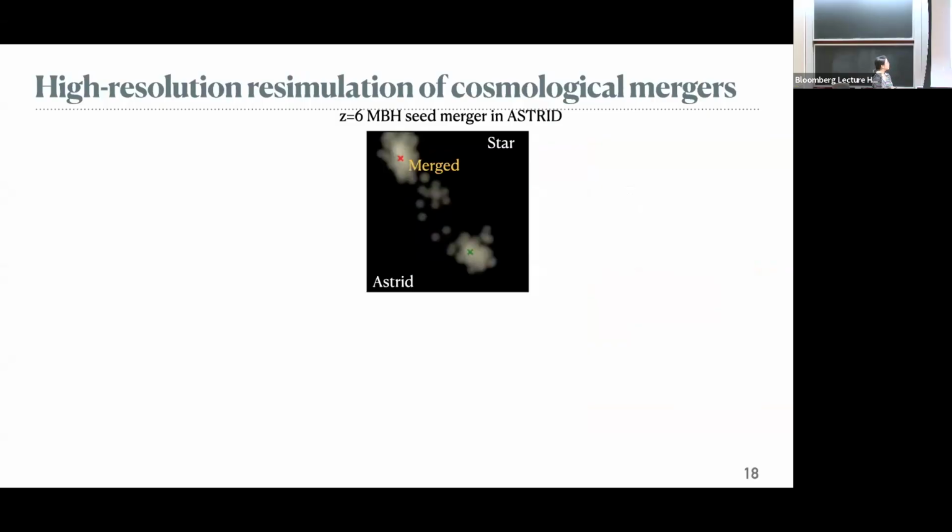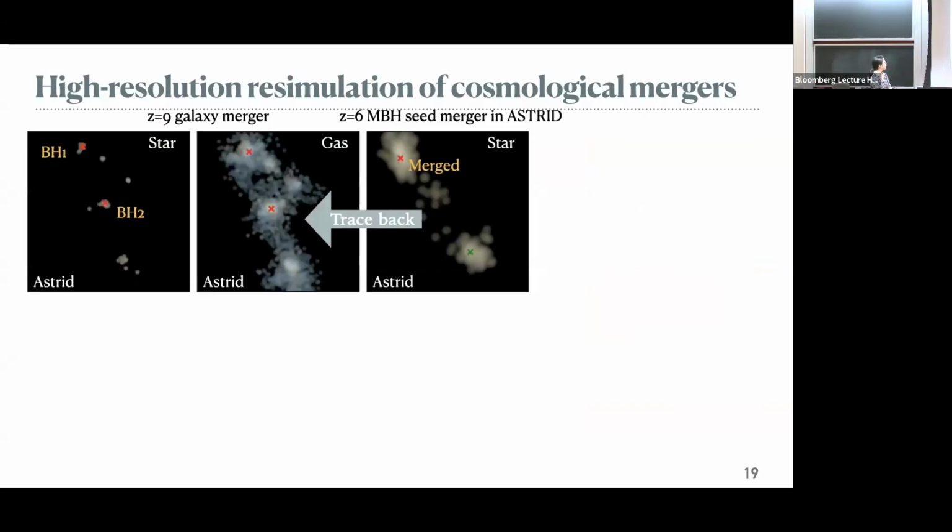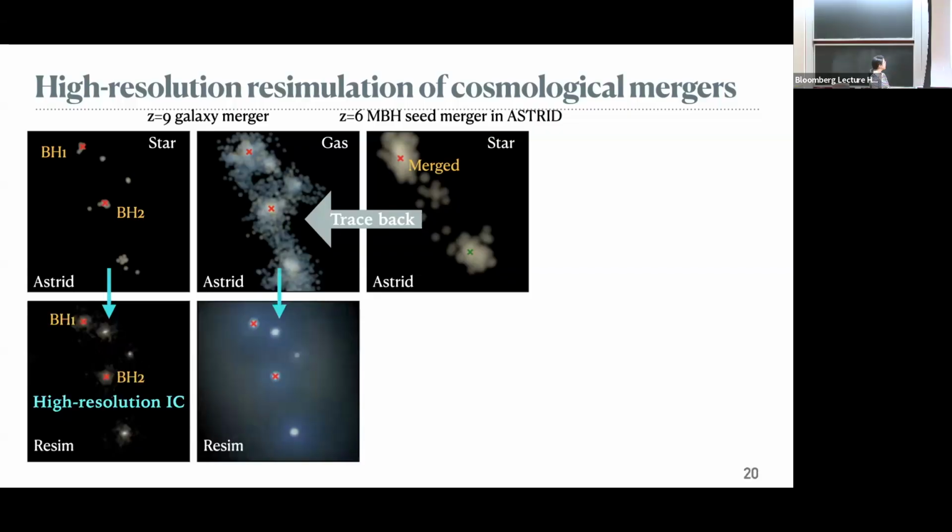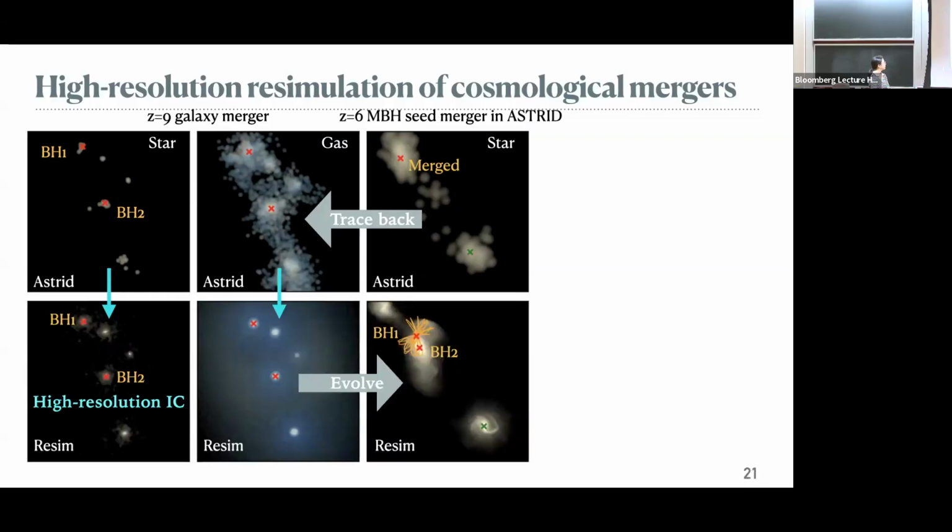So for example, this is a really poorly resolved high redshift galaxy in ASTRID. And then we see a merger here, and we then trace back to before the galaxy merger happens. So this is the original two galaxies and two black holes that are about to merge. And these are a few satellites around it, which will eventually also merge to the central region. And then we recreate a much higher resolution initial condition of these galaxy mergers and the gas, and then we forward run it.